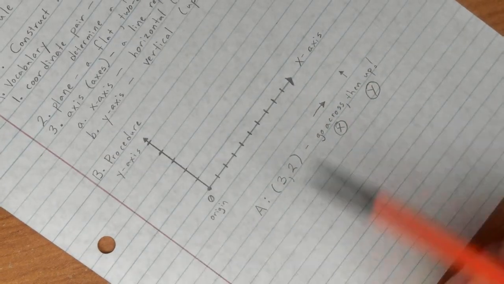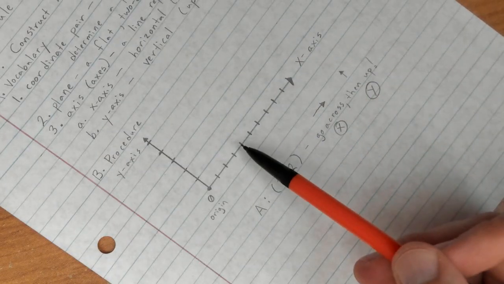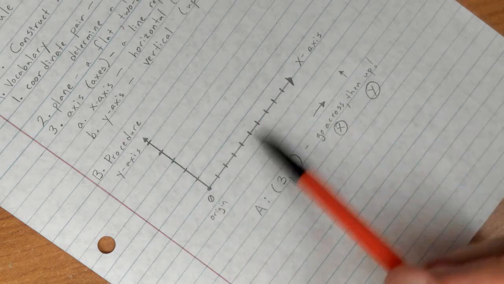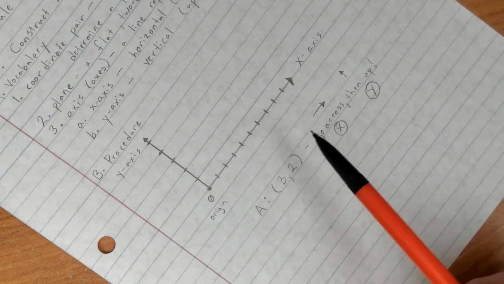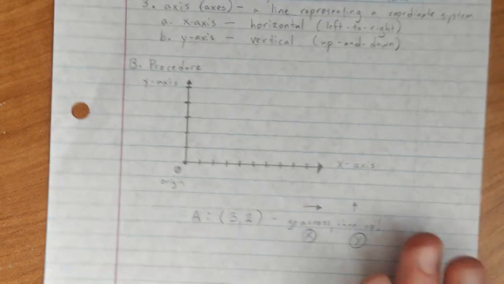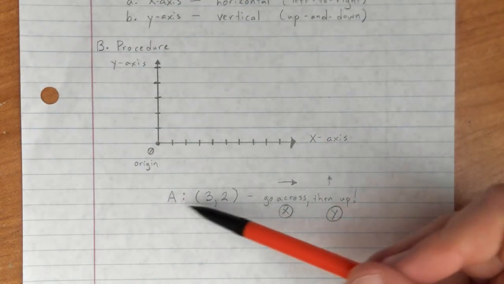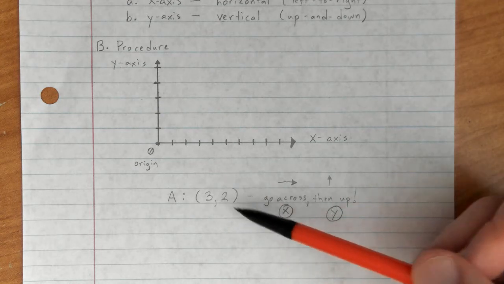Again, I don't care if I turn it this way. If this is labeled as the x-axis, even though it looks like a V, if this is the x-axis, you're going to do this one first, then you do the y-axis. But we're going to do it normal to start. Okay? So point A is at 3, 2.